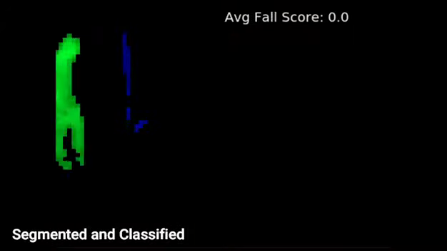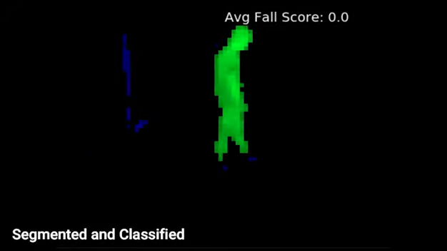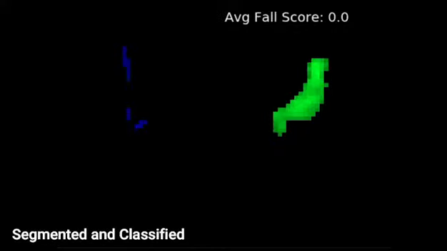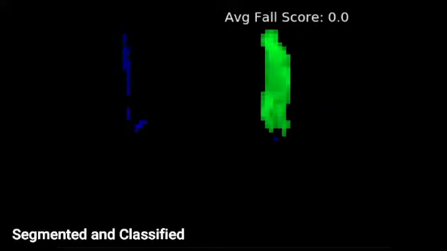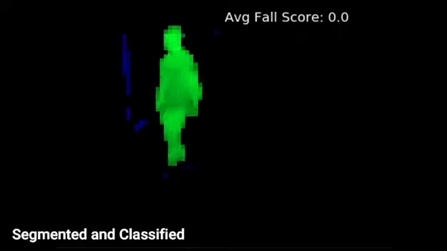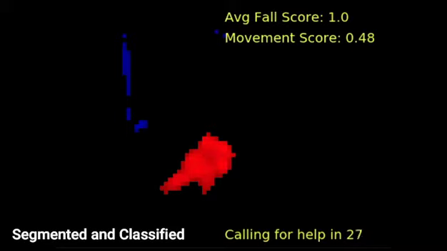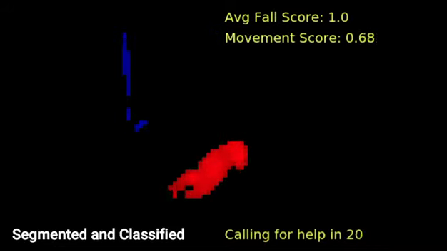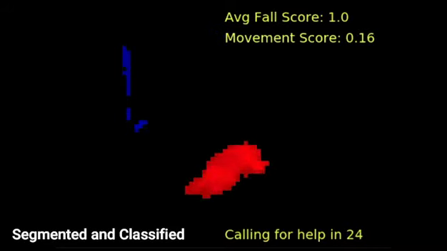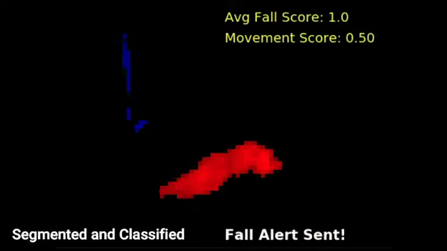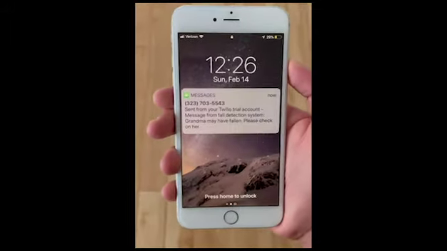Finally, the system segments each image and classifies each extracted feature using a trained convolutional neural network. Blue represents non-human, green is normal human, and when the person falls, we see red is for fallen human. When the average fall score goes above threshold, the system then calculates a movement score between images. If that stays below a threshold for a set period of time, the system then calls for help. You can see it counting down, and then it sends a fall alert. Here we can see a sample text message that is sent to a family member.